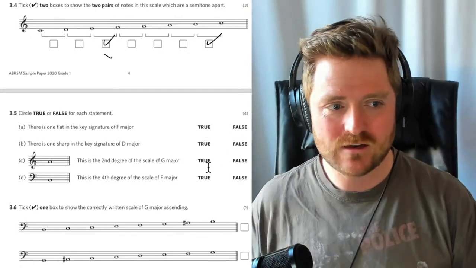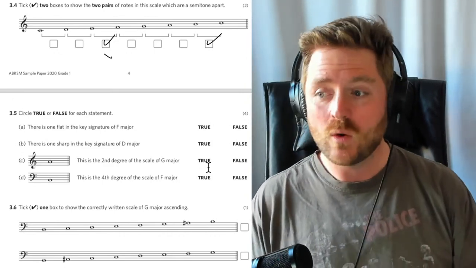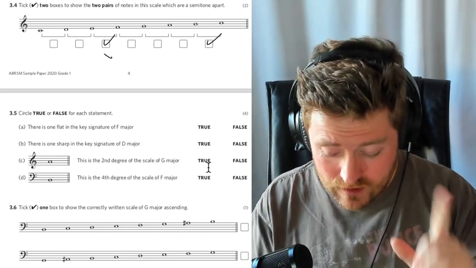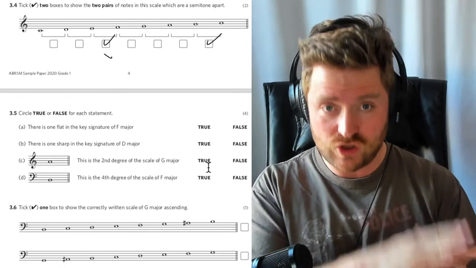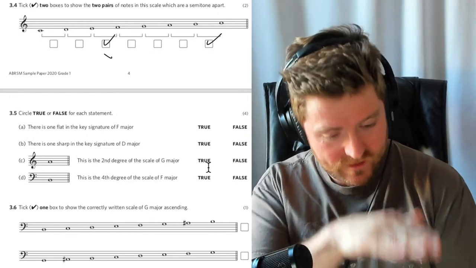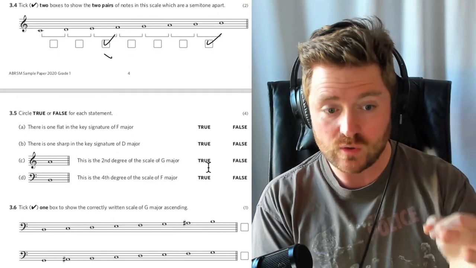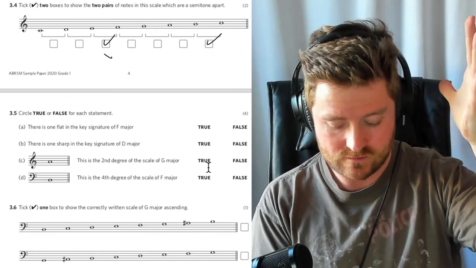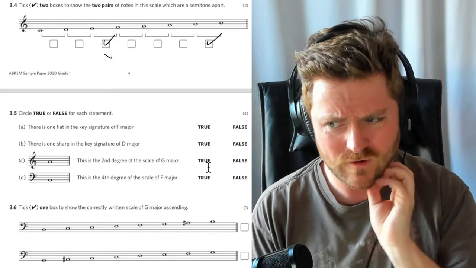This one here, the second degree of the scale of G major. Now, Liz has asked, what is a degree? A note of the scale. This is a really good question. If you're in the key of G major, the first degree of the scale is G. The second degree, the second note, is A. And the third degree is the third note of the scale. So it would be 1, 2, 3, 4, 5, 6, 7, 8. So the second degree is the second note of the scale. It's a really good question. Thank you for asking that, Liz.